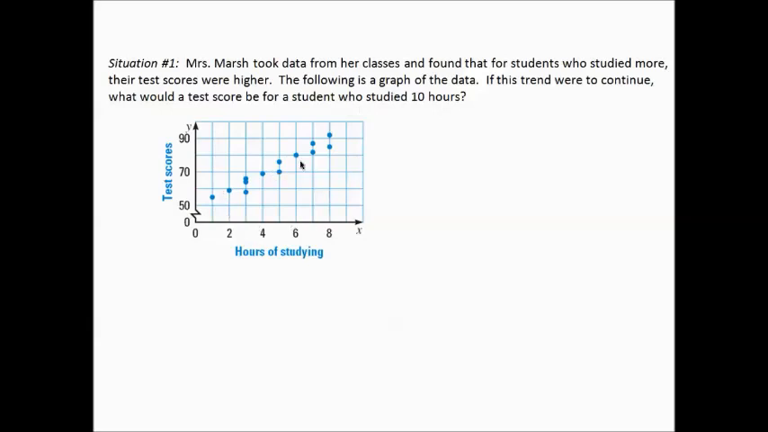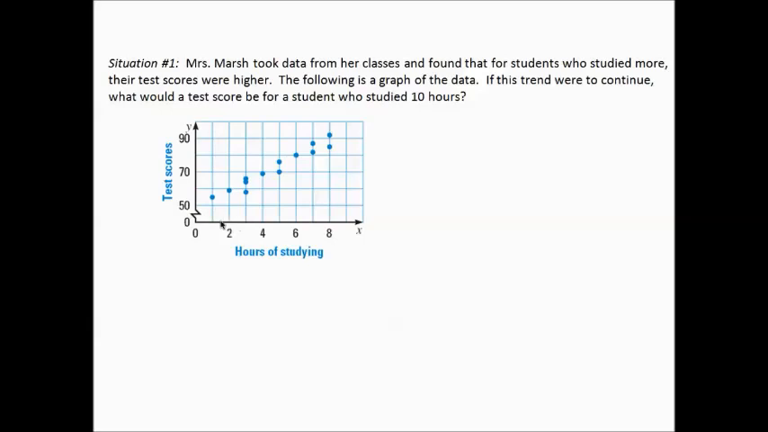If we look at this graph, it's different than the graphs that we've seen so far in this unit because my points are not exactly on a line. This is what we call a scatter plot. And we'll talk about that some more in just a minute. But because our points are not exact, we need to estimate.